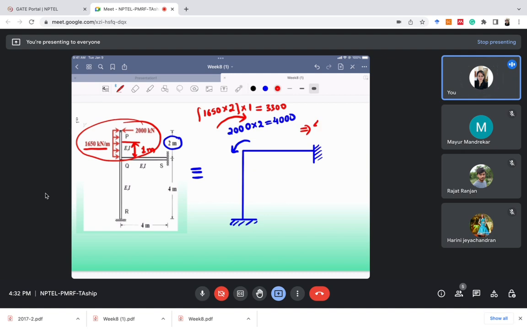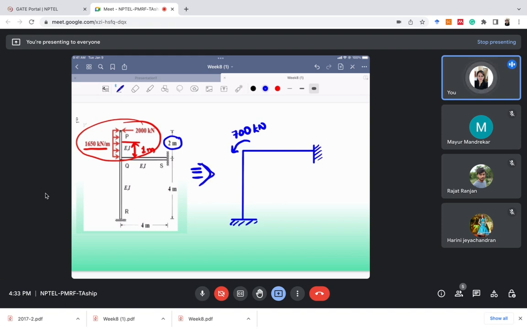So final moment will be 4000 minus 3300. So it will be 700 kilonewton meter. In which direction? In anti-clockwise direction. Why? Because 4000 is having the greater value. Okay, so equivalent to it, we can just remove everything and apply the loading 700 kilonewton meter. So this complicated looking system, we have made it like this.